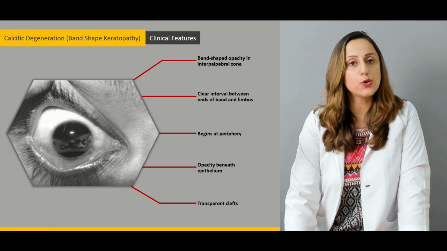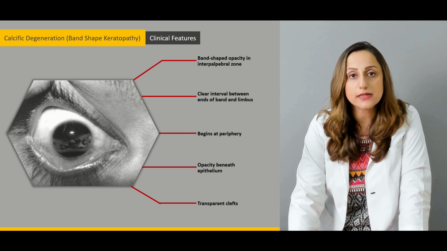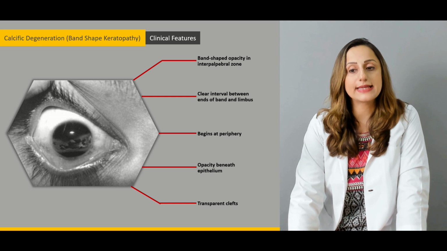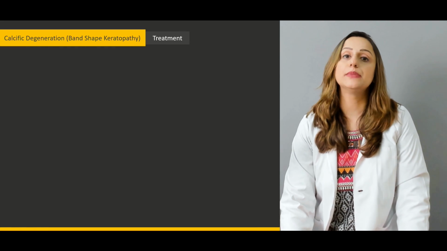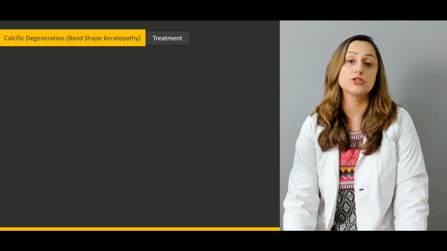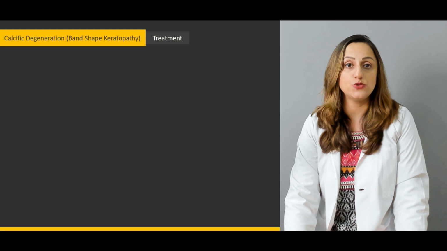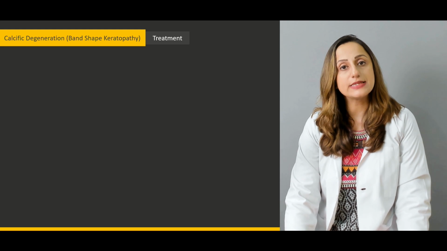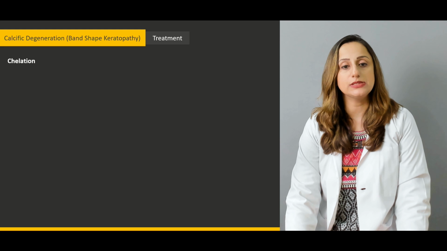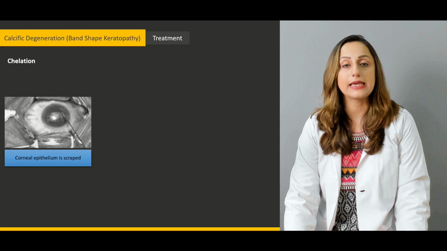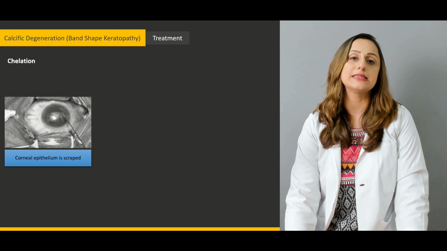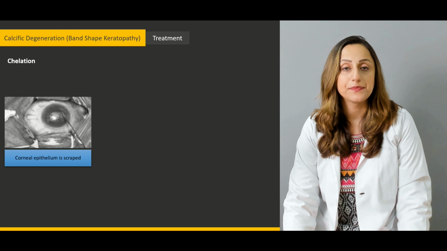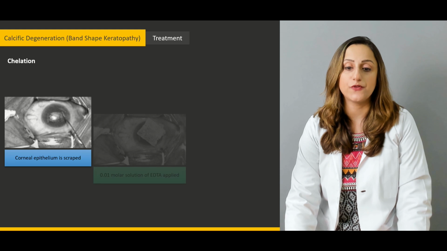So as we already know, there are multiple factors predisposing to this calcific degeneration. We should know that the management of these patients is supportive therapy, and then obviously treating the underlying cause. But the mainstay of treatment would consist of chelation. The corneal epithelium is scraped. This is basically a procedure, a keratoplasty, that is performed for these patients.